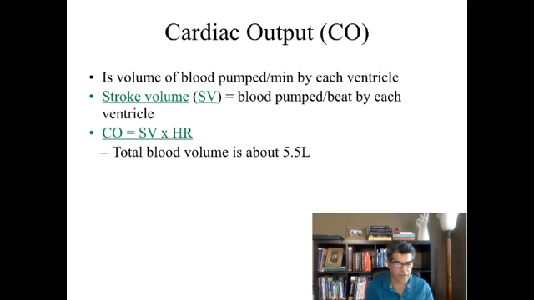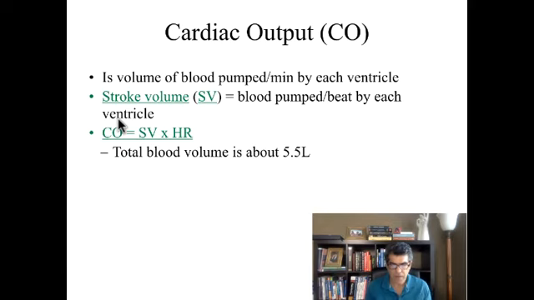Therefore, the formula would be cardiac output is equal to stroke volume, how much blood you pump in one beat, that's called the stroke volume, times heart rate. If the stroke volume averages around 70 or 75 ml, and the heart rate averages about 70, then you get your cardiac output around 5 to 5.5 liters. Now, here's a very important thing that you need to consider. Our cardiac output on average is around 5 to 5.5 liters.